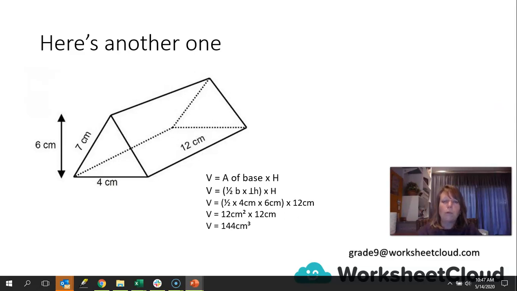Please remember, when we are finding surface area, our unit of measurement is squared. When we are finding volume, our unit of measurement is cubed.